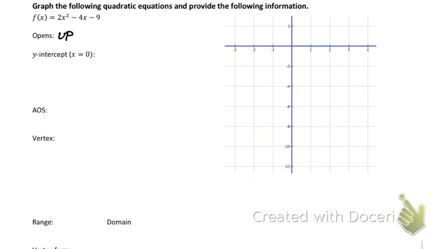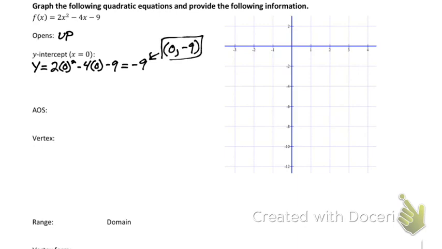Y-intercept. Whenever you're looking for a y-intercept, you plug x equals 0 in. If you're ever looking for an x-intercept, you put y equals 0 in. So I'm looking for my y-intercept. I'm going to plug x equals 0 in. So that's going to give me y equals 2 times 0 squared minus 4 times 0 minus 9, which is just going to equal a negative 9. Now note, y equals negative 9 is not what I'm looking for. I'm looking for the point. So this point would be 0, negative 9. Perfect. So let's go ahead and plot 0, negative 9.